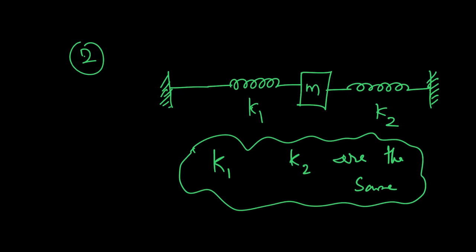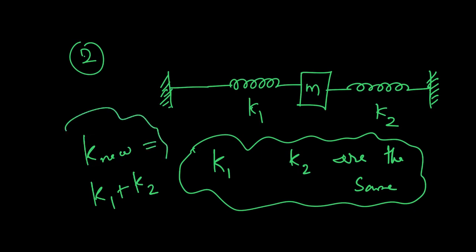So this particular connection falls under the category of parallel connection, and the net stiffness in the system should be the sum of the individual stiffnesses, which is nothing but K new equal to K1 plus K2.